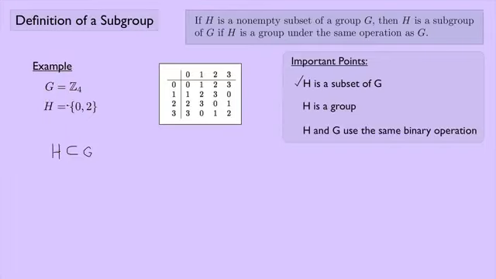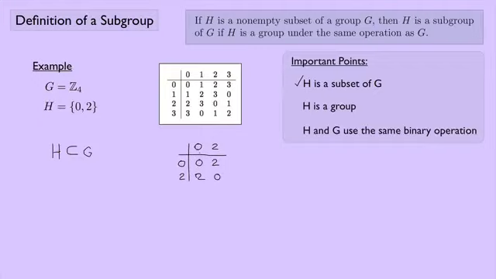H is a group. Well, is this a group under addition mod 4? Well, let's see. If we were to try and draw a group table for it, what would it look like? So we would have a 0, a 2, a 0, and a 2. And 0 plus 0 is 0. 0 plus 2 is 2. 2 plus 0 is 2. And 2 plus 2 is 4, but 4 mod 4 would be 0. Okay. We have closure here. We have associativity. I'll leave it to you to check that. We know it's associative, though. Also, if G was associative, then it should follow that H is associative.